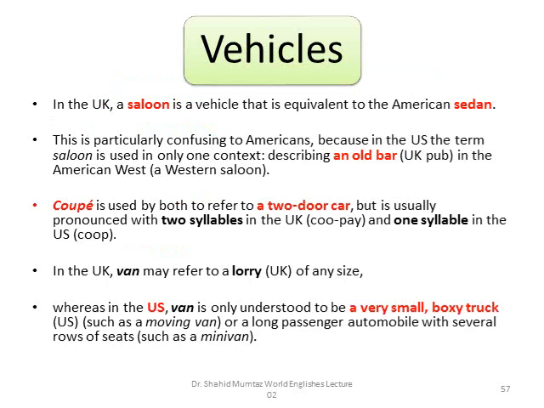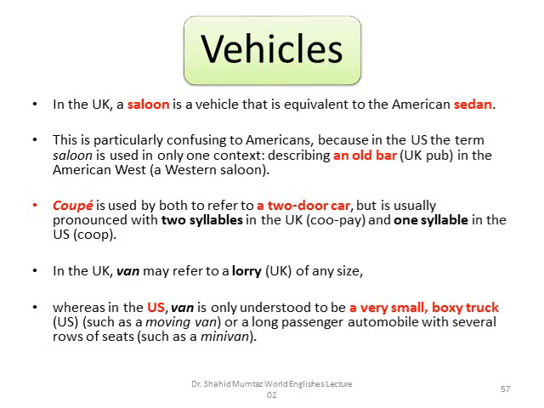Vehicles. Okay, the terms for vehicles in British and American English. In the UK, a saloon is a vehicle that is equivalent to the American sedan. Sedan: normal cars which have a trunk behind them. These types of cars are called sedan in American English, and in British English they are called saloon.